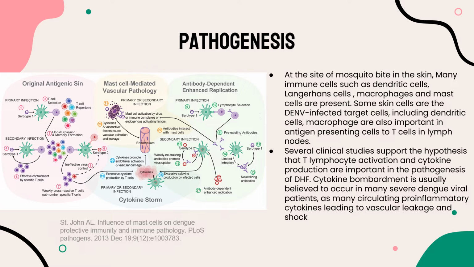Several clinical studies support the hypothesis that T lymphocyte activation and cytokine production are important in the pathogenesis of dengue hemorrhagic viral fever. Cytokine bombardment is usually believed to occur in many severe dengue viral patients, as many circulating pro-inflammatory cytokines lead to vascular leakage and shock.